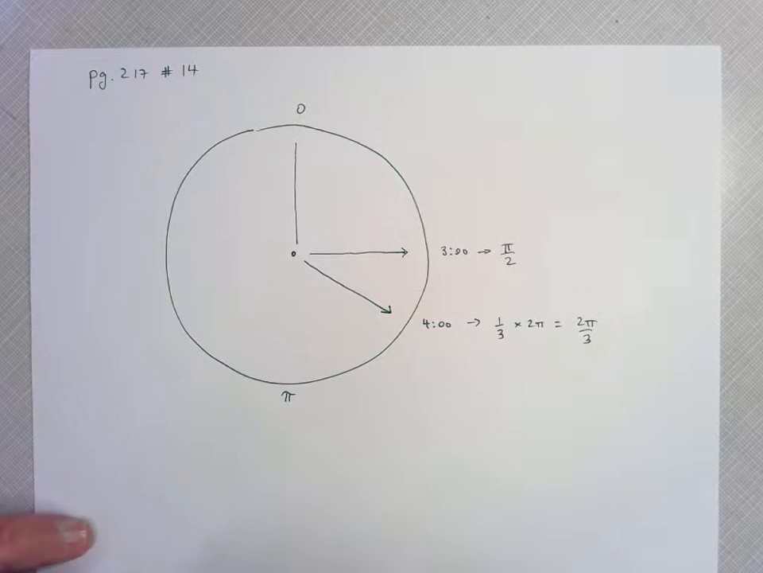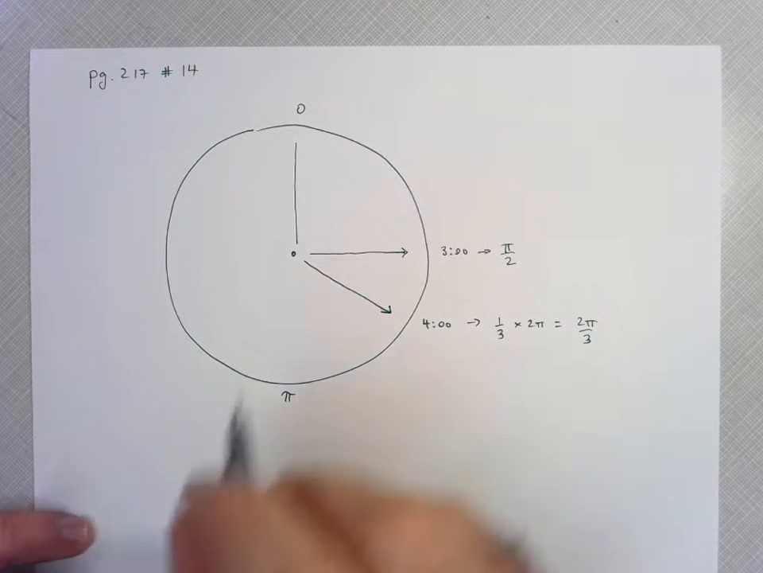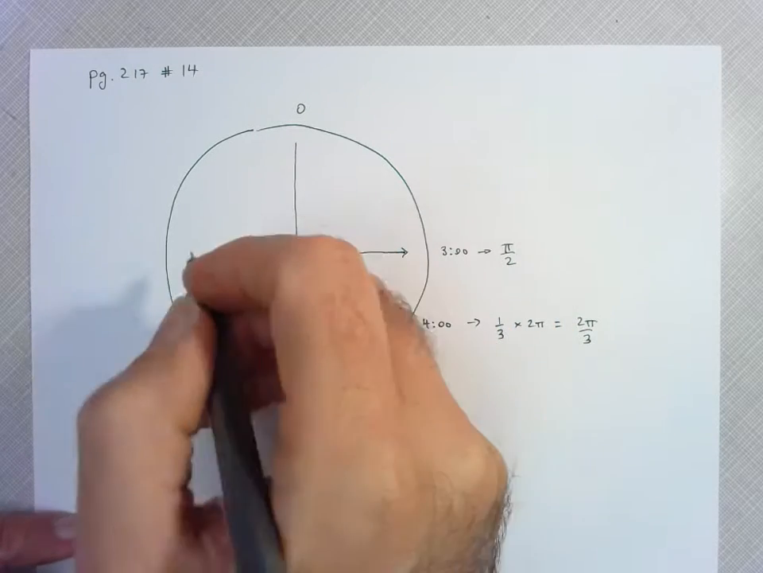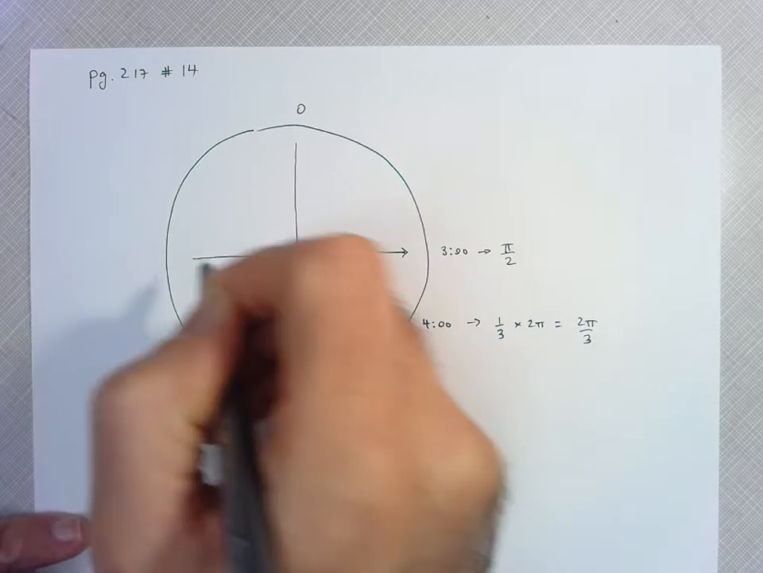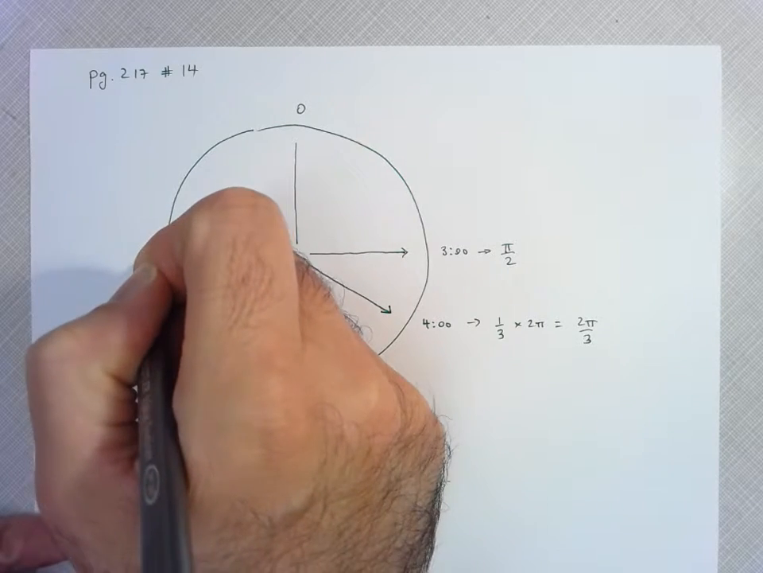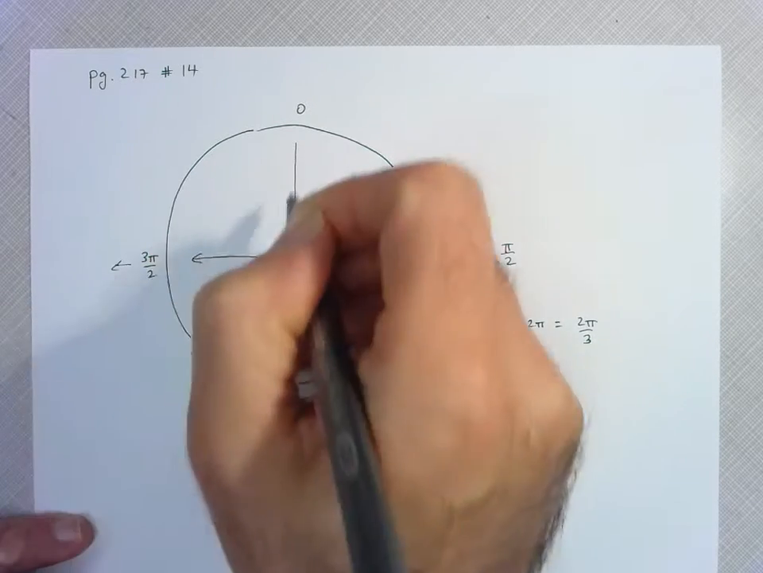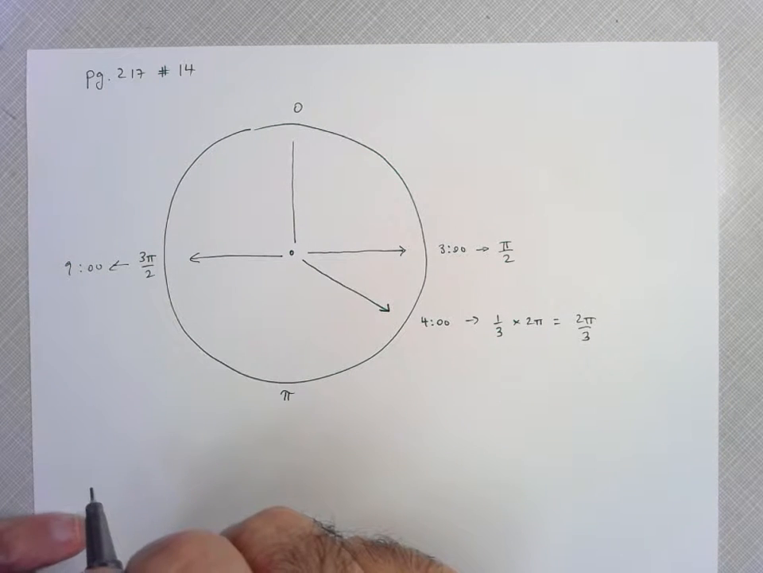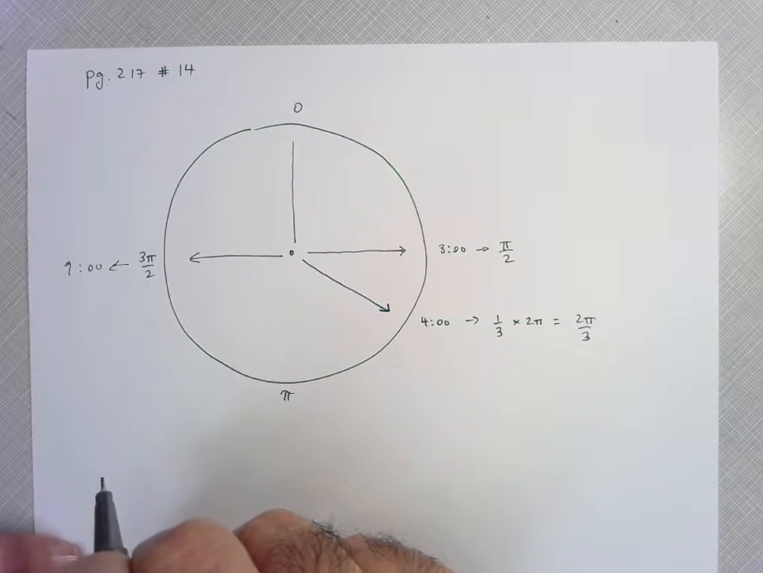It says, what normal time corresponds to a radian time of 3 pi over 2? So here we've got pi plus another pi over 2 gives me 3 pi over 2. Well, 3 pi over 2 just corresponds to, we know that this is just going to be 9 o'clock. Okay, so let's move on now to part D.